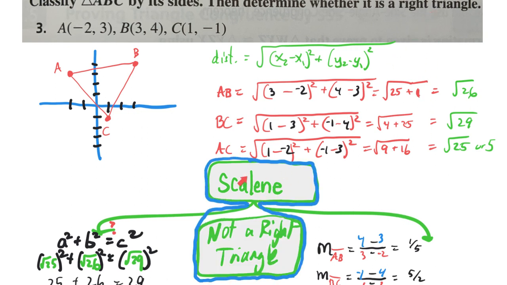All right, so we used the distance formula to answer that it was scalene, and either the Pythagorean theorem or the slope formula to answer the question that it is not a right triangle.